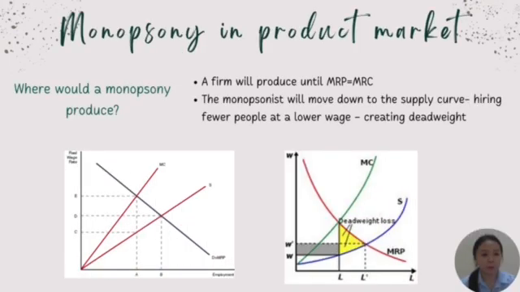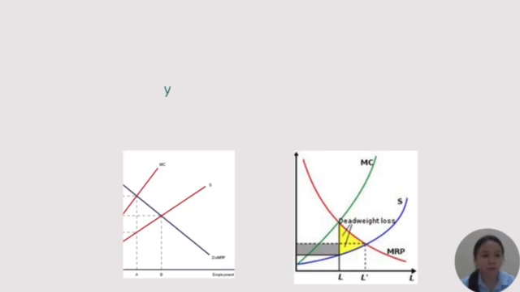Monopsony in the product market. When will a monopsony produce? A firm will produce until MRP equals MRC. Based on the graph, the monopsonist will move down the curve from MC to the supply curve to hire more people, moving from point A to point B at a lower wage, from point E to point D, to create that deadweight loss, which is the yellow area shown in the graph.